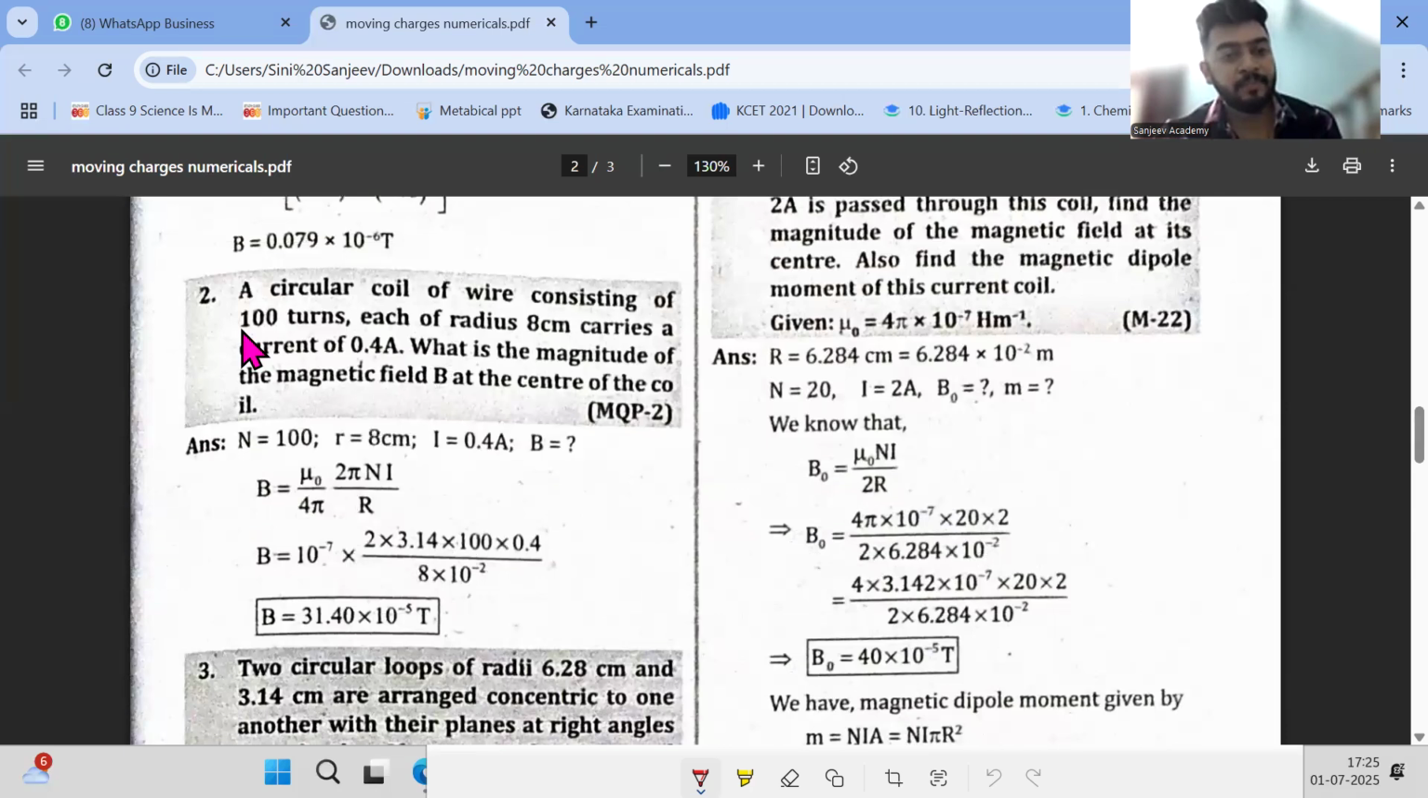Next one. A circular coil of wire consisting of 100 turns, each of radius 8 cm, carries a current of 4. What is the magnitude of magnetic field at the center of the coil? See guys, one more thing I will tell you. Any doubt is there. Suppose in examination, if you are unable to understand the question, whatever magnetic field formulas you know, write them down. And then fill the variables.